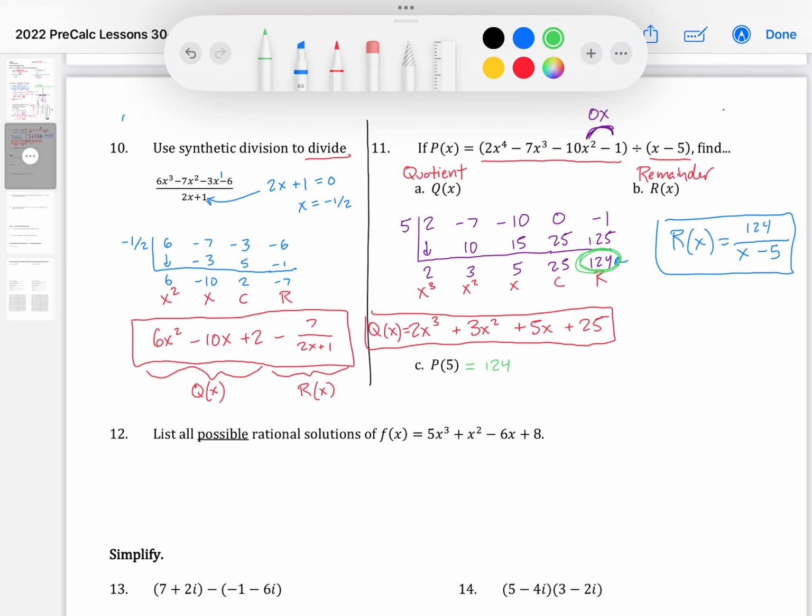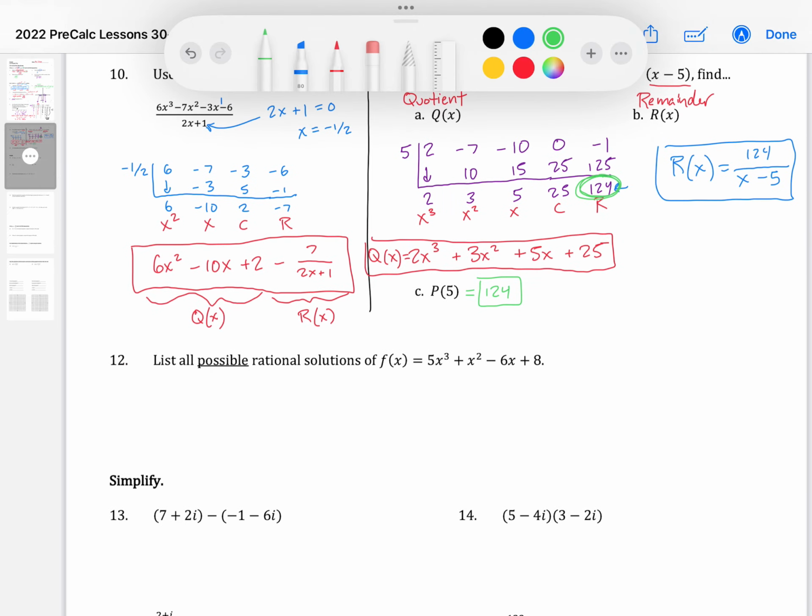All right. Number 12 switches gears a little bit here. So in number 12, we are going to find the possible rational solutions. So in the notes, we called that the P over Q thing. So this is P, and then this is Q. And you just put the factors of the constant, which we called P, over the factors of the leading coefficient. And you divide all of those out to get your possible rational solutions. So in the notes, you'll see that as P over Q.